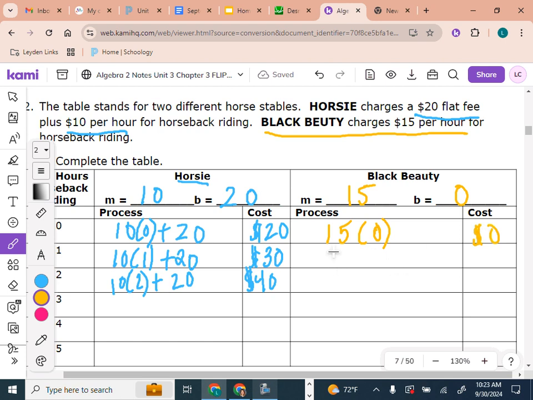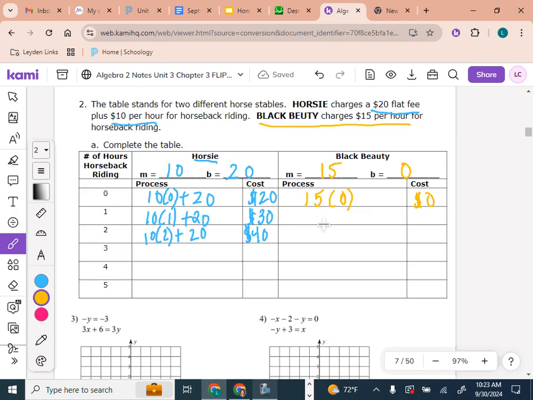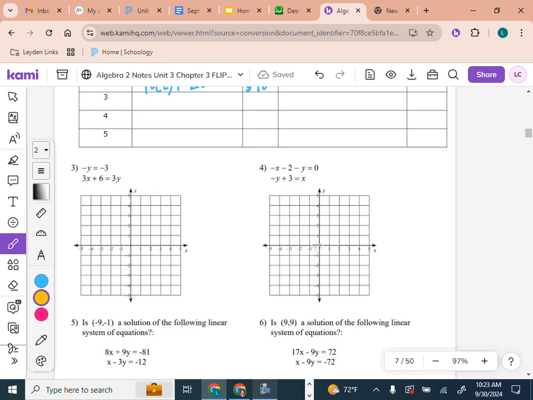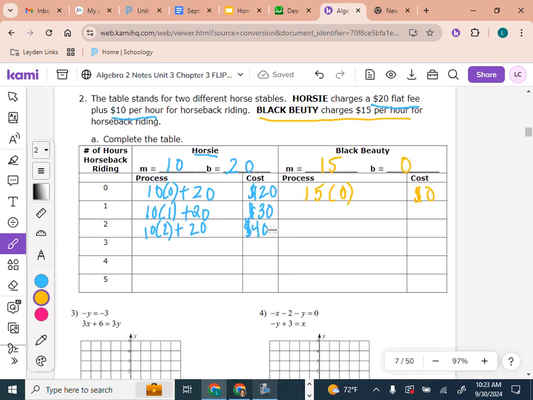Okay. You guys are going to fill in this table and you're going to circle your answer. So go ahead and do that. And if you finish early, you can work on these. Go ahead. Try it out.